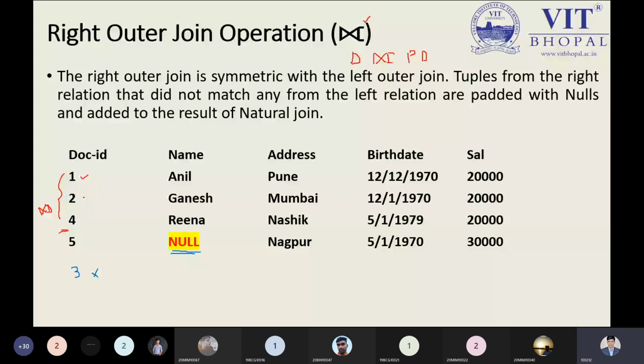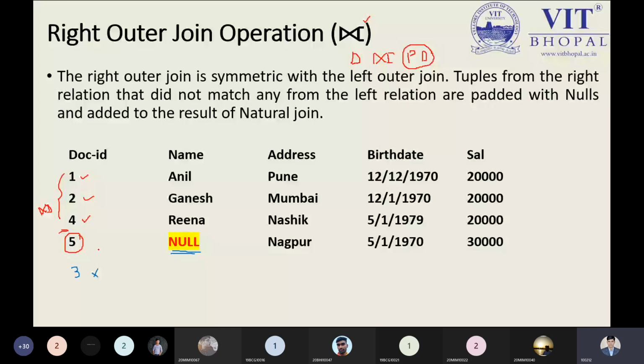If I'm marking by this symbol, you will see all the information which is matching. We pick the matching information, but from the right side, what information is not matching? Then we have to put it over here. Which value does not match inside the doctor relation? That is the fifth. The fifth document ID does not exist inside the doctor relation, so we have to add it over here.